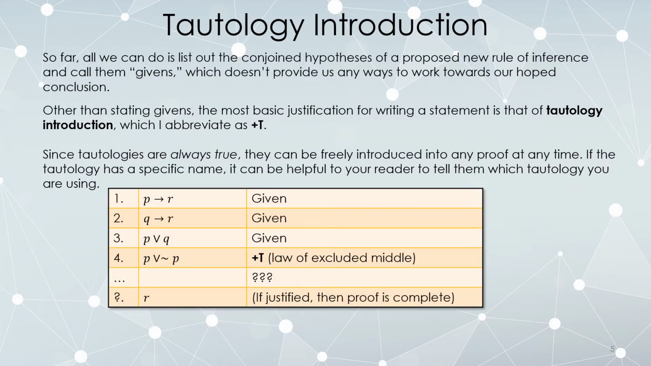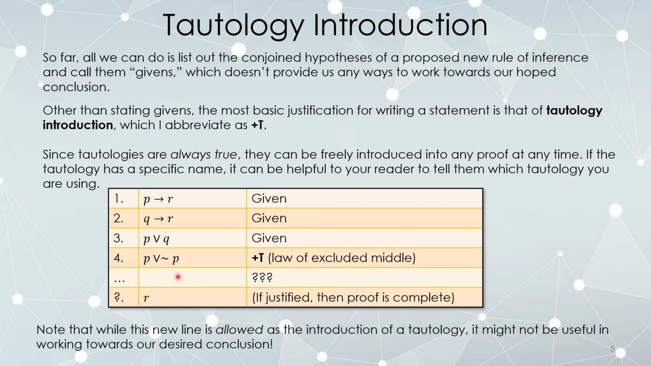So for example, in the proof that we were attempting, we have our three givens, and we know we're working towards this conclusion. Take a look at this line here, P or not P. That's the law of the excluded middle. P is true or P is false. This is a tautology, and this is the law of the excluded middle. So I can introduce it by justifying it as, it's a tautology, I'm sticking this in. P or not P is always true. I still don't know how to go after this though. And just because I've introduced it does not mean it's useful to do so.